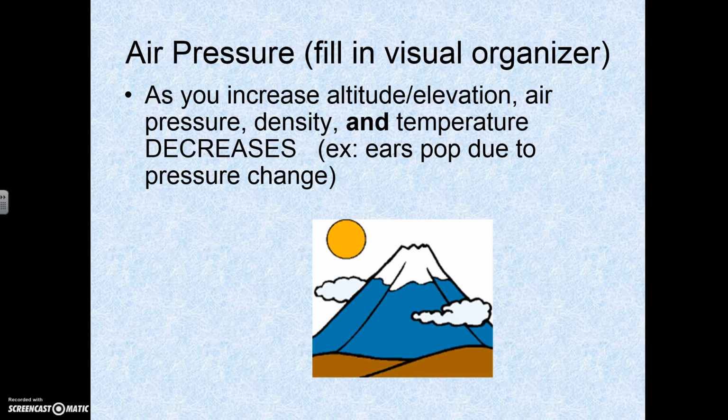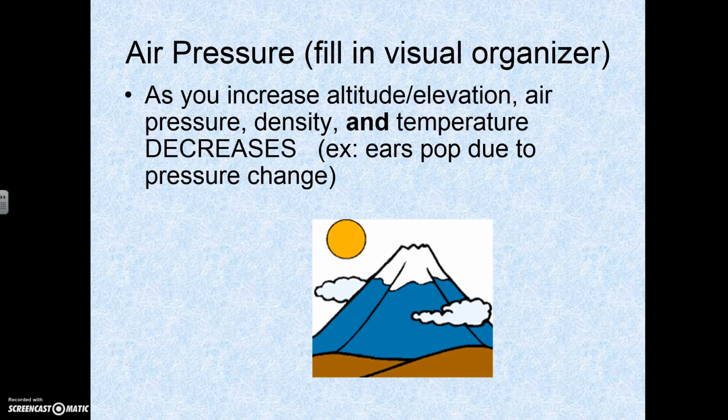So on your piece of paper, make sure that you label up at the top of your mountain low pressure, low temperature, and low density. And then, of course, at the bottom of your paper would be the opposite of that. So at the bottom of the mountain, you need to write high pressure, high temperature, and high density. It's not like super hot, but it's hotter than it would be at the top of a mountain. So all the low stuff is at the top, all the high stuff is at the bottom.